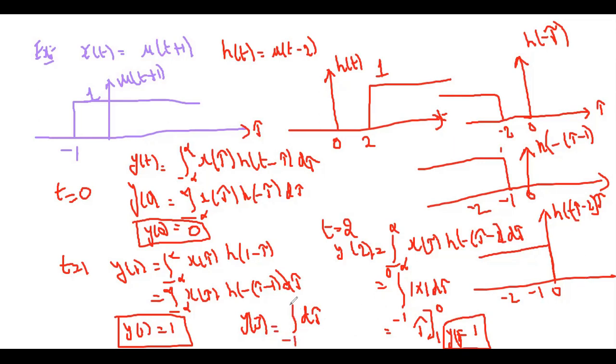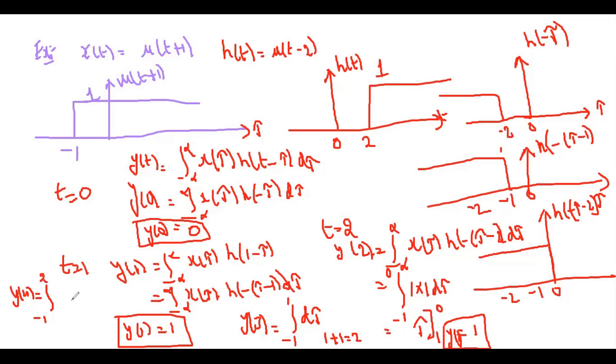-1 to 1. The upper limit is 1 and the lower limit is -1. Tau 1 minus of -1 plus 1 is 2. So y of 3 is equal to 2. Similarly, at t is equal to 4, y of 4 is equal to, the limits are now from -1 to 2.